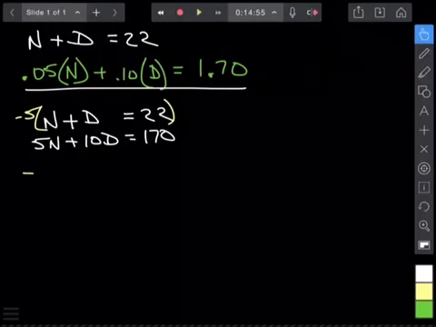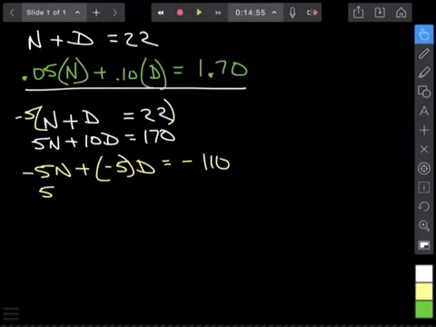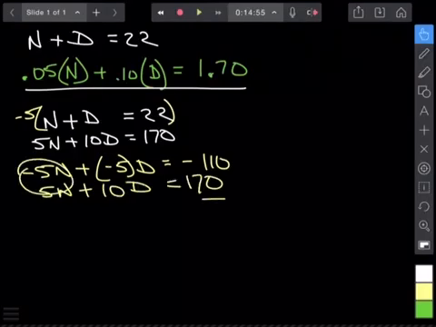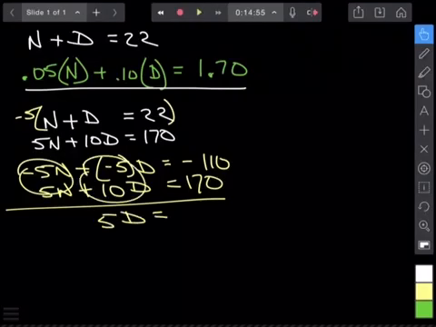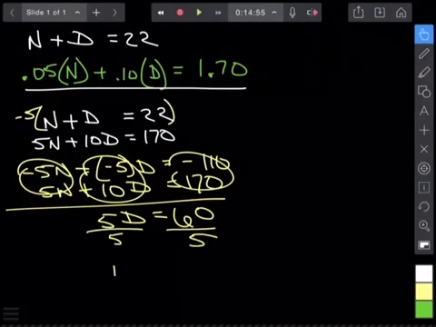So we end up with -5n plus -5d equals -110, and we don't do anything to the bottom here. So now when we add those, we get 0. When we add those, we get 5d, and when we add those, we get 60. Divide by 5, divide by 5, and we get d equals 12.